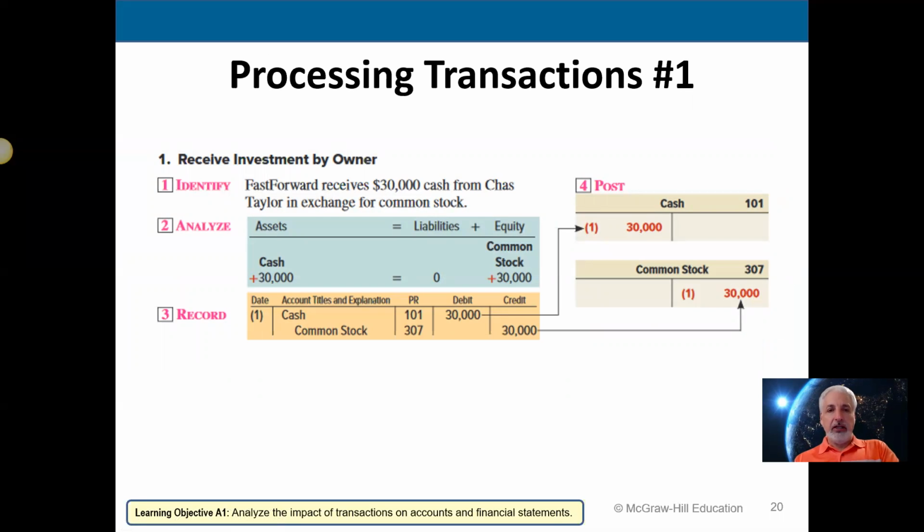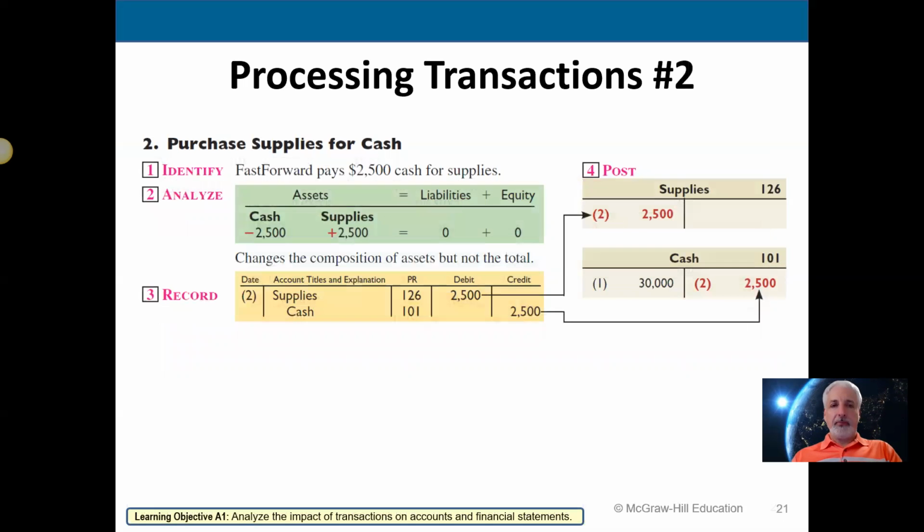So here's transaction 1. Here's our cash. Here's where we recorded it. Here's where we posted it. I used to get confused between journals and ledgers, and I just had to remember it alphabetically. Journals, J comes before L, and journals post to ledgers. We should be in good shape.